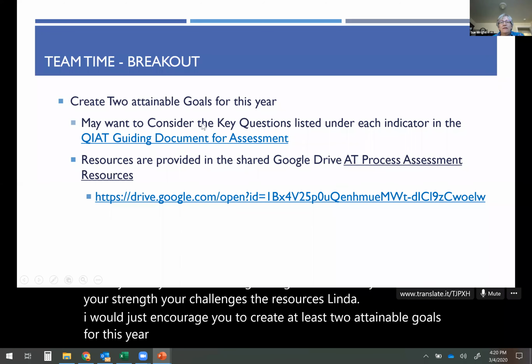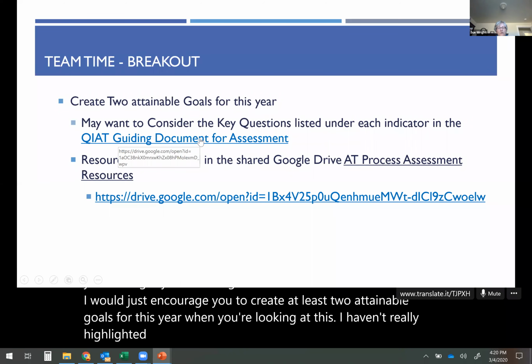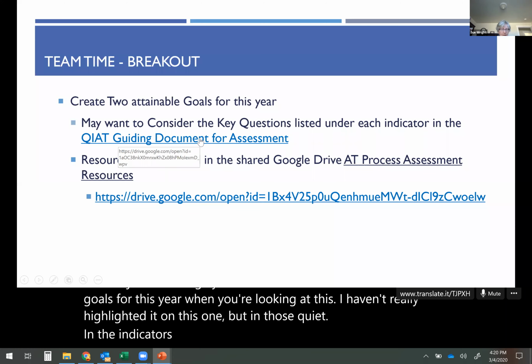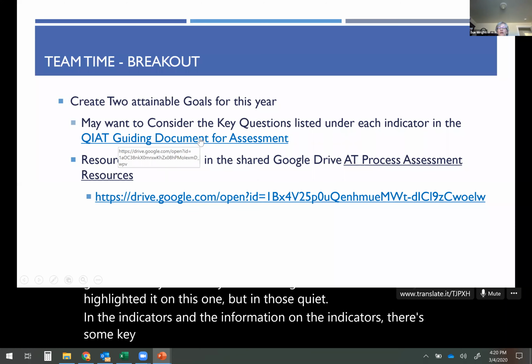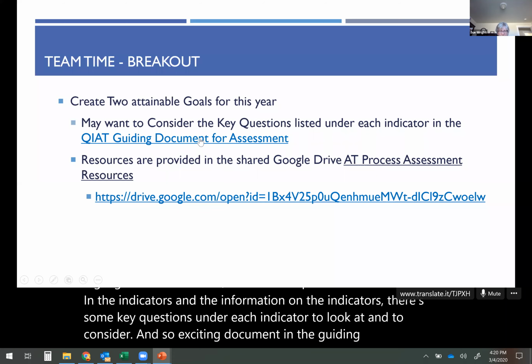When you're looking at this, I haven't really highlighted it on this one, but in the QIAT indicators and the information on the indicators, there are some key questions under each indicator to look at and to consider. And in the guiding document? Yeah, in the guiding document. Thank you, I was blanking on that.